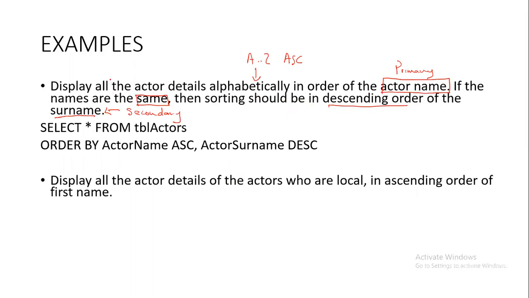To do something like that, we would say select star from TBL actors. And then the primary key, we are sorting on the actor name in ascending order. And only if there are duplicates in the actor name, then it will look at the actor surname, and it will sort that in descending order of the actor surname.